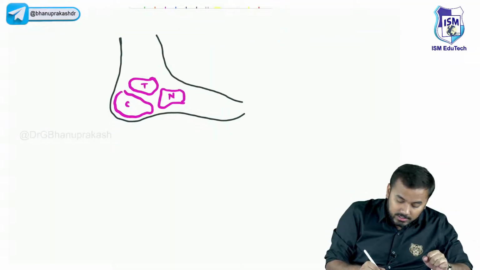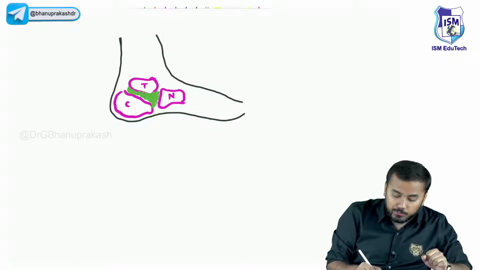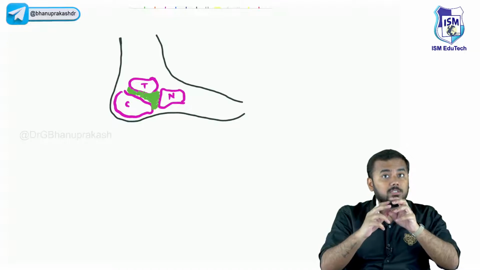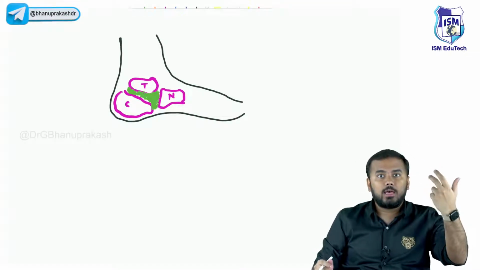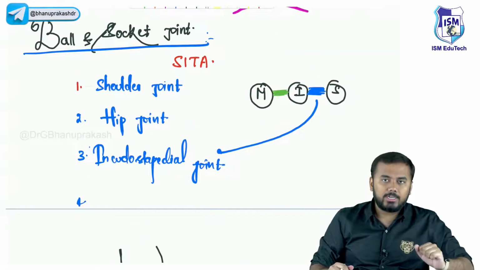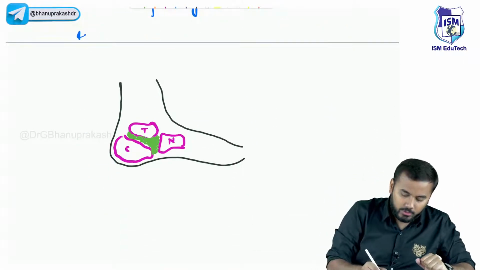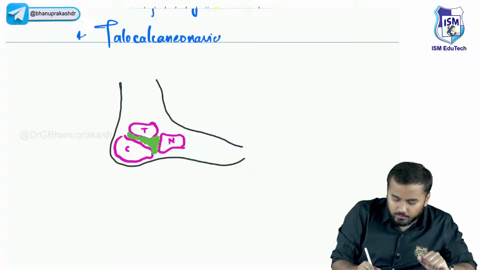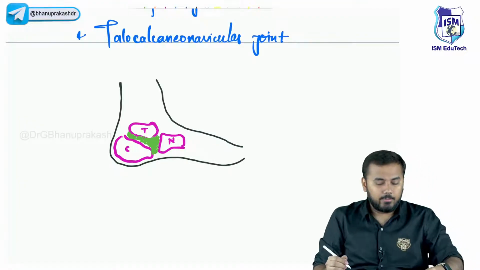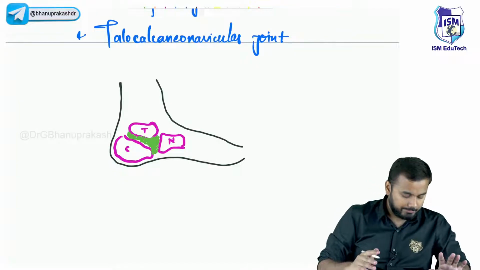Now, in between these three bones, you have a joint. How do you spell this joint? You have to combine three words: talus, calcaneus, navicular. Talocalcaneonavicular joint. So that is also a type of ball and socket joint. The talocalcaneonavicular joint is also a type of ball and socket joint.